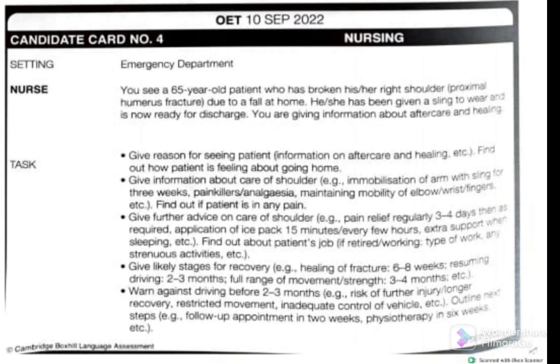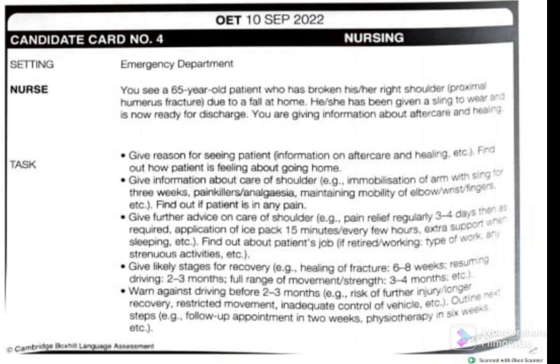Then we can tell that, Miss Maria, I would like to give you some advice. I'm sorry to tell you, please stay away from driving until 3 weeks. And I would like to tell you that if you resume driving before 2 to 3 months, there is a chance of further injury, or there may be a longer recovery time period. So I'm strongly recommending you to avoid driving for 2 to 3 months. Are you okay with that? You can ask. The patient is telling that, yes, of course, I can wait for the time period.